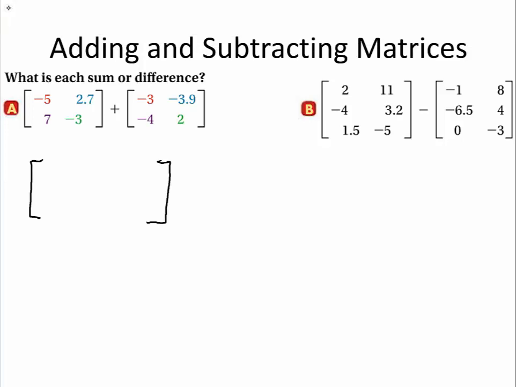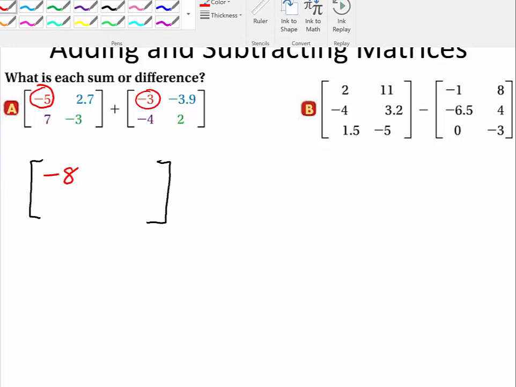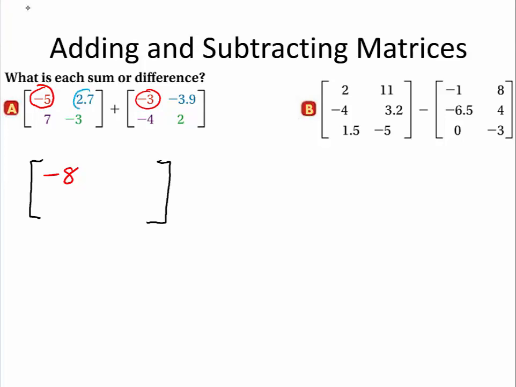Now, let's go with red. -5, and we're adding here, plus -3. That should be a -8 for the first position. Then they give us blue, 2.7 plus a -3.9, which is a -1.2. You're definitely going to want a calculator for this lesson.